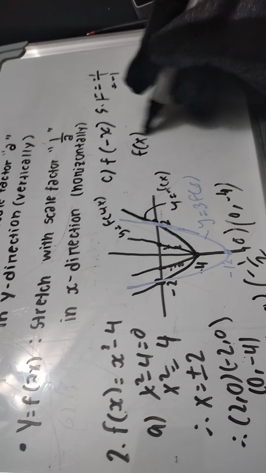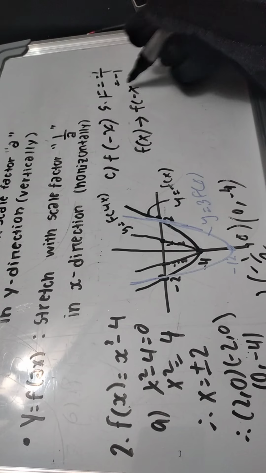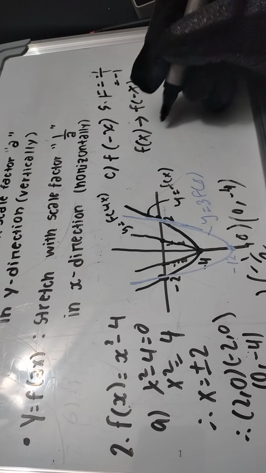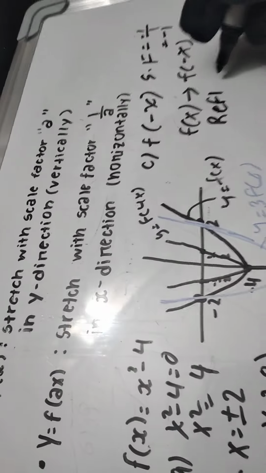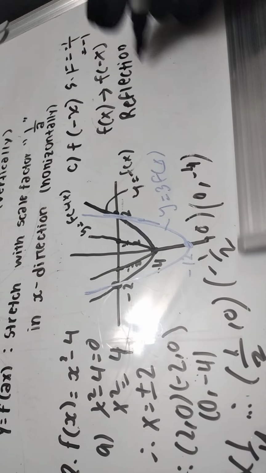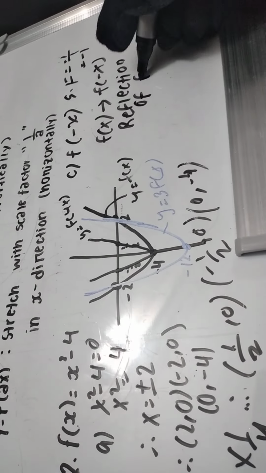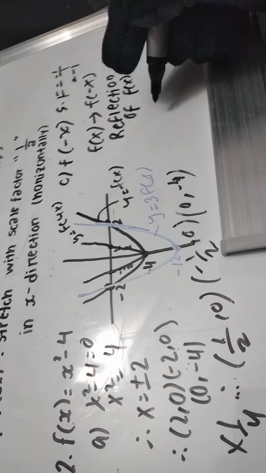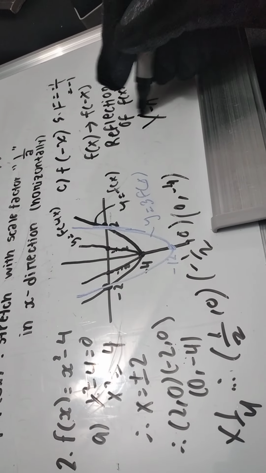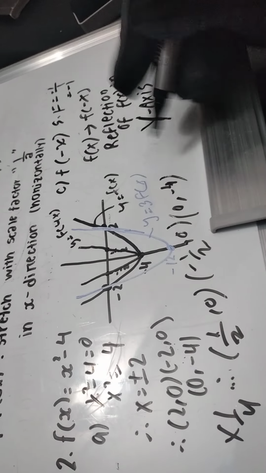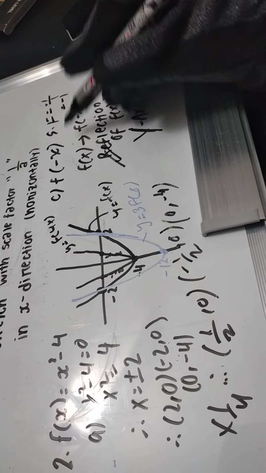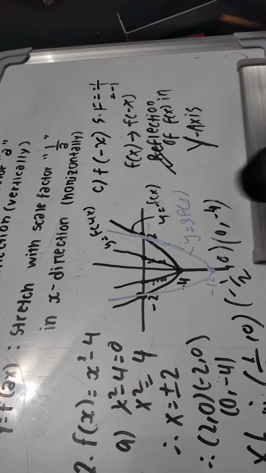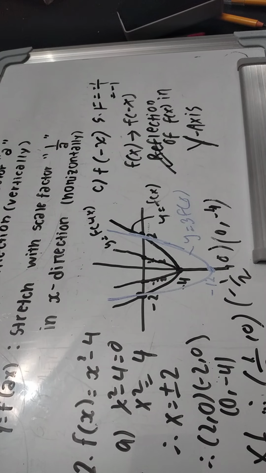But here there is another fact: if we go from f(x) to f(-x), then this is a reflection of f(x) in the y-axis. You need to remember this. Reflection of f(x) in the y-axis. And now we will see how, by visual representation, by sketching.